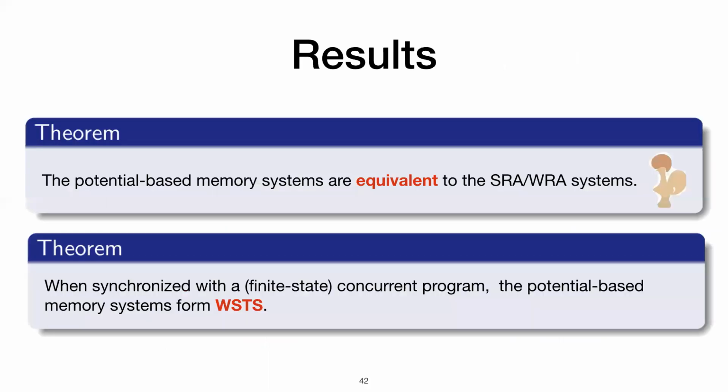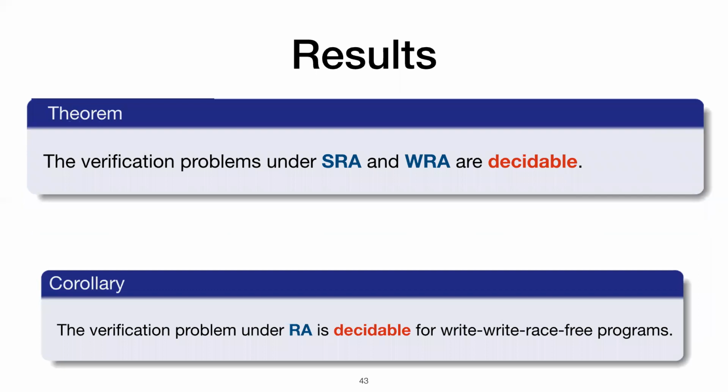So what we proved is that the potential memory systems are equivalent to the SRA and weak RA history-based systems. And this is a kind of complex proof. We have a simulation proof, forward simulation in one direction, backward simulation in another direction, and we did this in Coq in order to gain more confidence. Then we proved, and this is easier because we have the lose step explicitly, that when we synchronize a program with this potential-based system, we get a well-structured transition system. And from that, we get that the verification problems are decidable. And for write-trace-free programs, also for weak RA, we have a decidable problem.